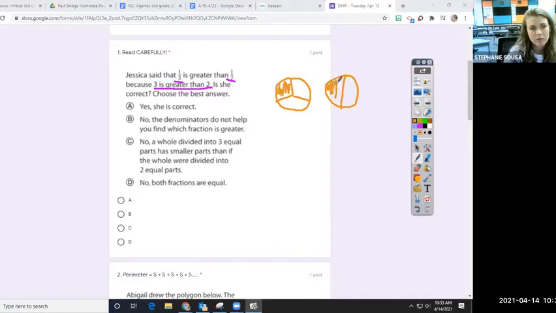we can see that 1/3 is smaller, less than 1/2, because 1/2 takes up more of the circle. So, no, she is not correct because a whole divided into 3 parts has smaller parts than if the whole was divided into 2 equal parts. This is your correct answer, C. Ready?